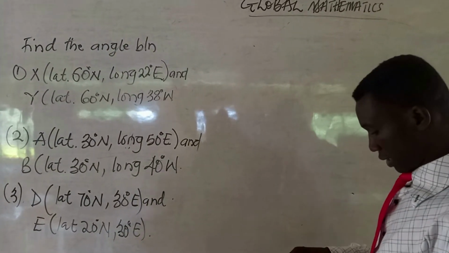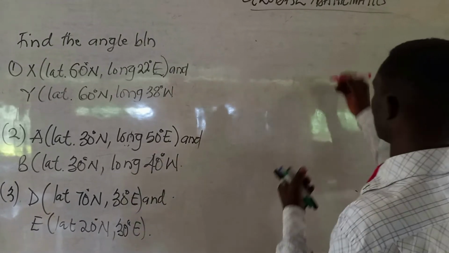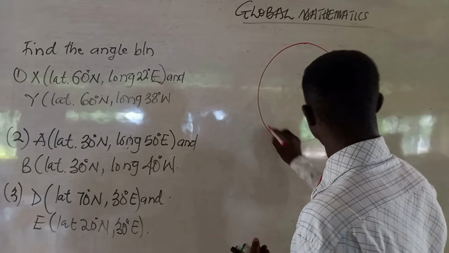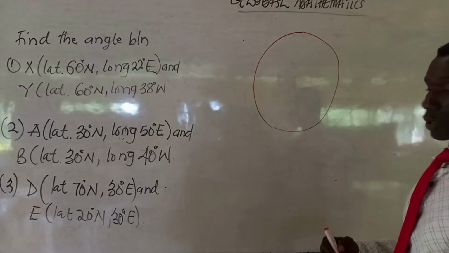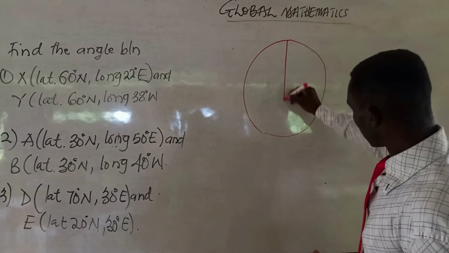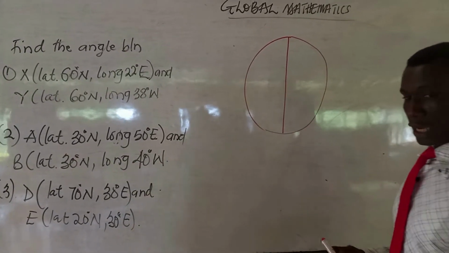Now, global mathematics. The Earth as a globe. Let's say, for instance, this is the Earth. And if we pick this one as the Earth, we have the axis of the Earth. This is the axis of the Earth.